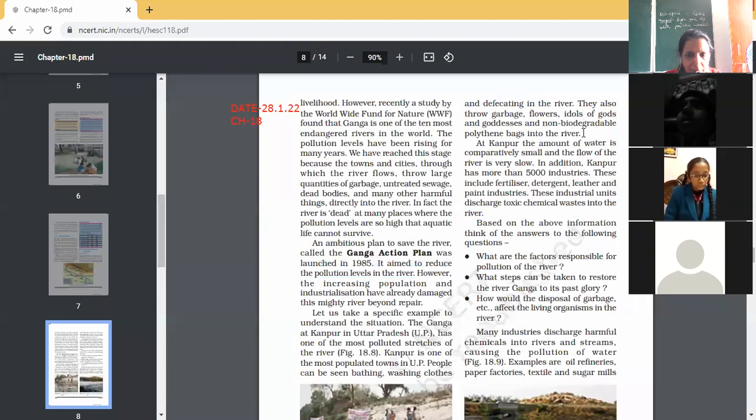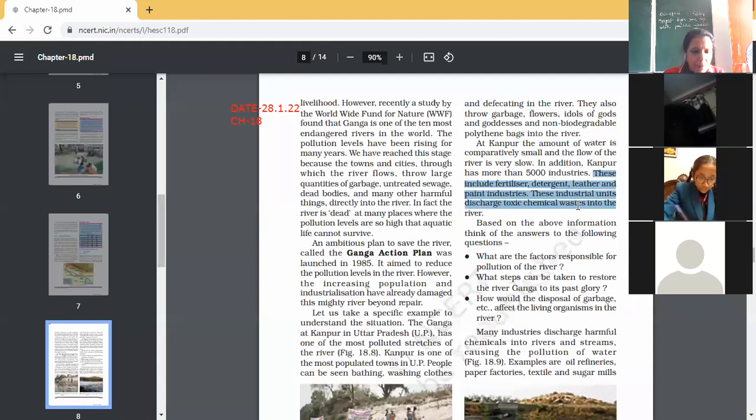Okay, beta, kindly mark Kanpur. Why the river and how the river gets polluted. What do the people throw in the rivers? They throw garbage, flowers, idols of gods and goddesses, and non-biodegradable polythene bags and polythene bottles. The plastic bottles that come, everything they are throwing in the river. And sometimes you have seen that people are throwing this garbage. Even the factories, they throw fertilizers, leather, paint industries, they throw the waste material or other chemical waste into the rivers. Kindly mark it also, children.